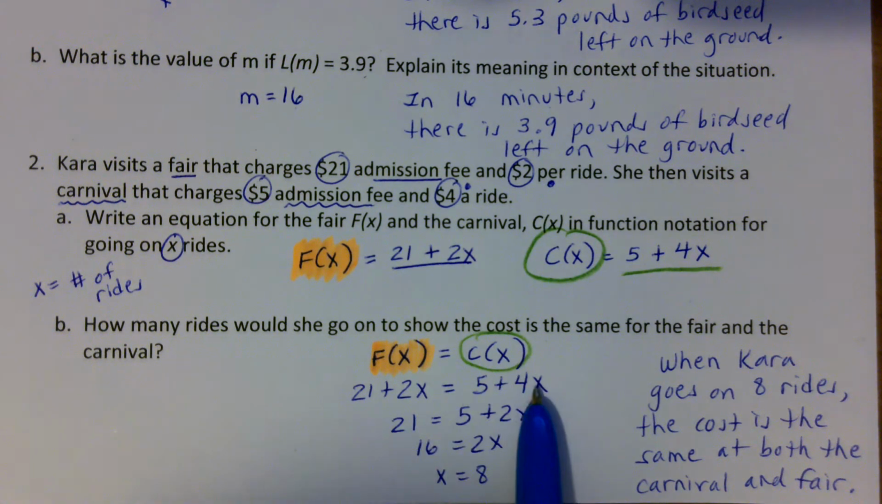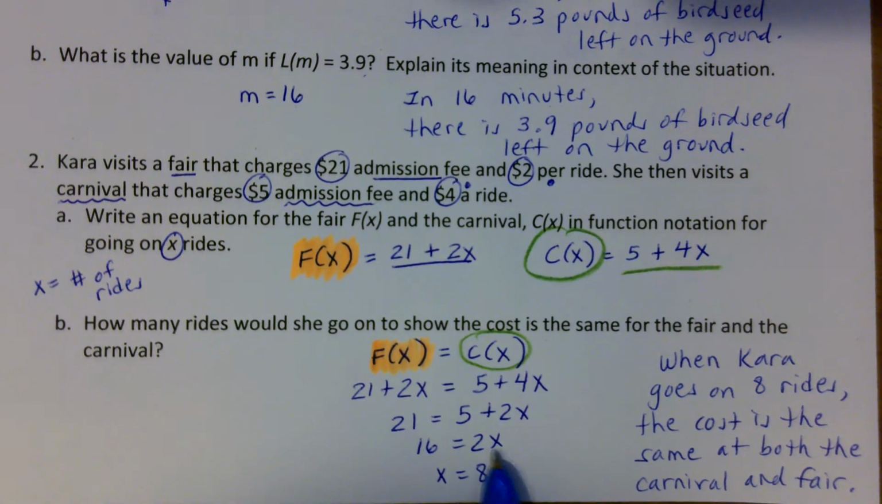I subtracted 2x from both sides. 21 equals 5 plus 2x. I subtracted 5 to bring the constants over. 16 equals 2x. Divided by 2, division property of equality, and we get x equals 8.